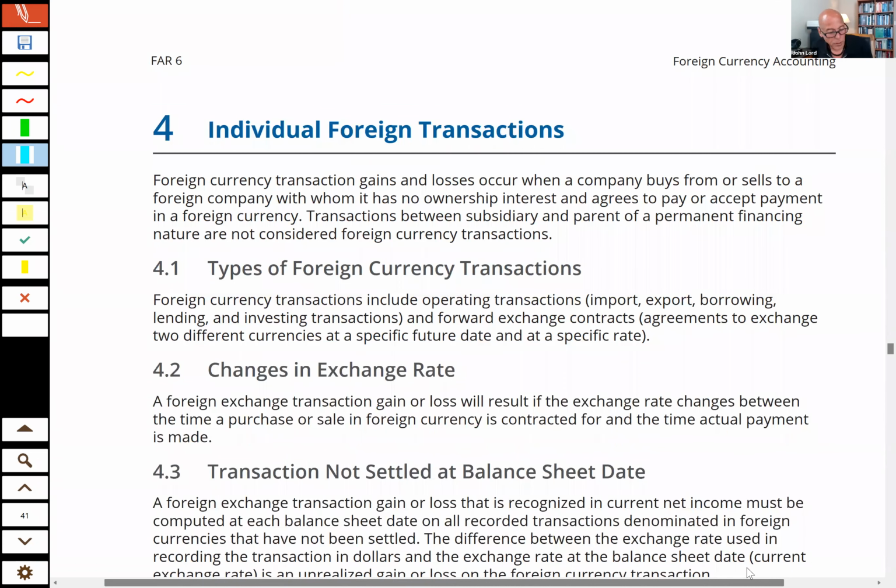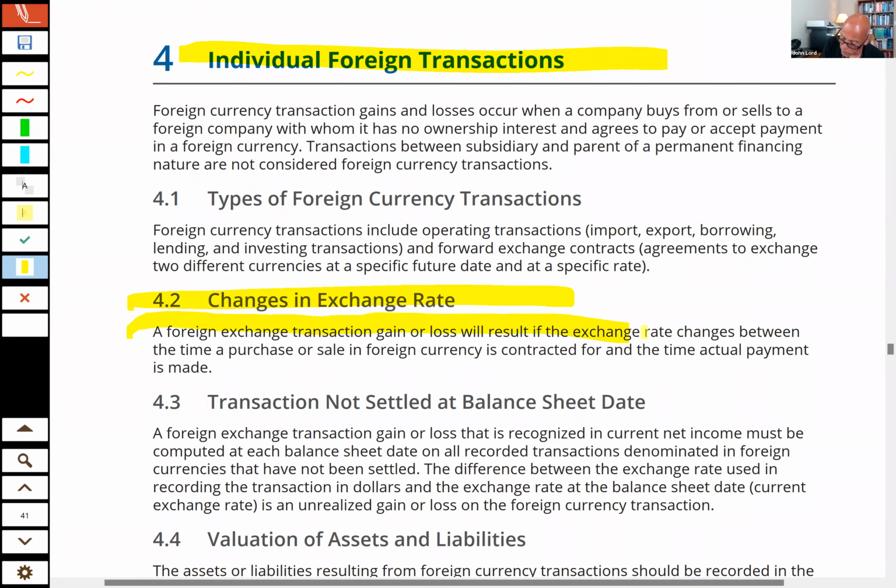All right, now you come over, and of course we said individual transactions are a little more straightforward. So let's look at this now. We're not talking about bringing in a whole foreign subsidiary. Now we're talking about just one transaction. How will we account for that when we have a difference in the currencies? A foreign exchange transaction gain or loss will result if the exchange rate changes between the time of purchase or sale and the time the actual payment is made. It could also be at the year-end rate, because we have to prepare our financial statements at year end, and if there's been a change, we're going to have to calculate the transaction gain or loss there.